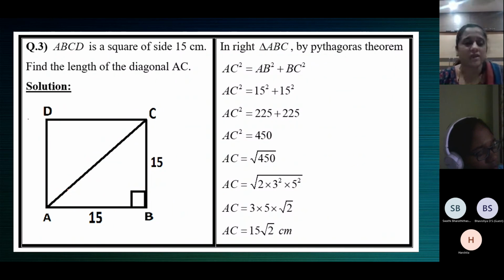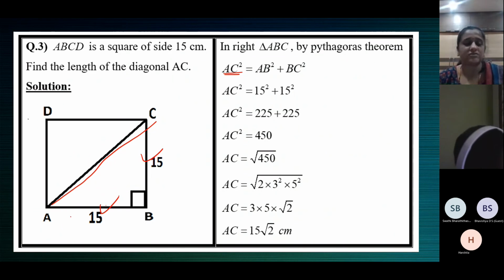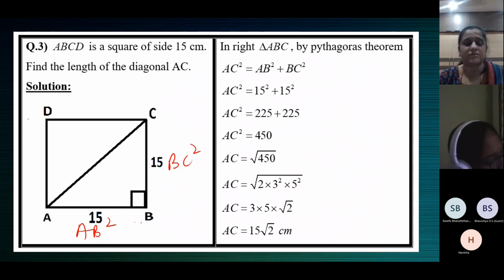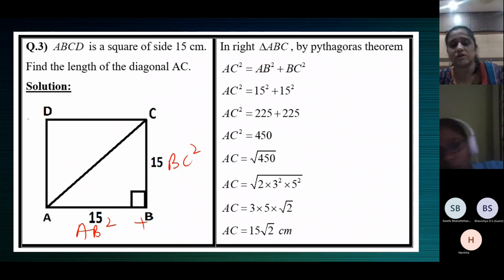Okay, so square the hypotenuse. AC square. These are the remaining two sides, this one and this one. Square them and add them. So AB square, BC square. Square this side, BC square, and add them. AB square plus BC square. So the square on the hypotenuse is equal to the sum of the squares of the other two sides.